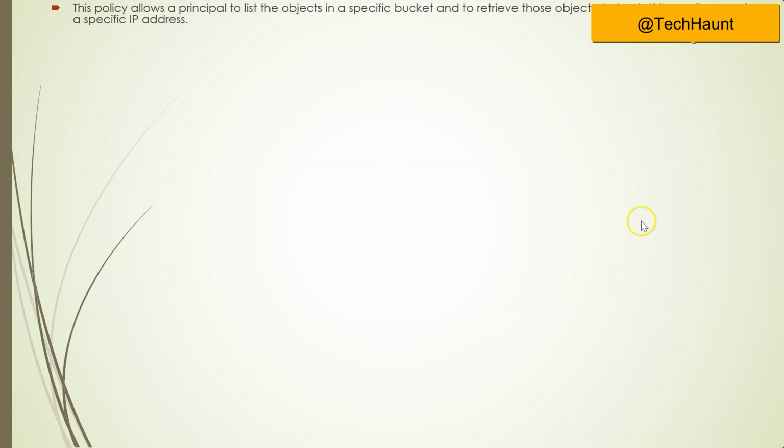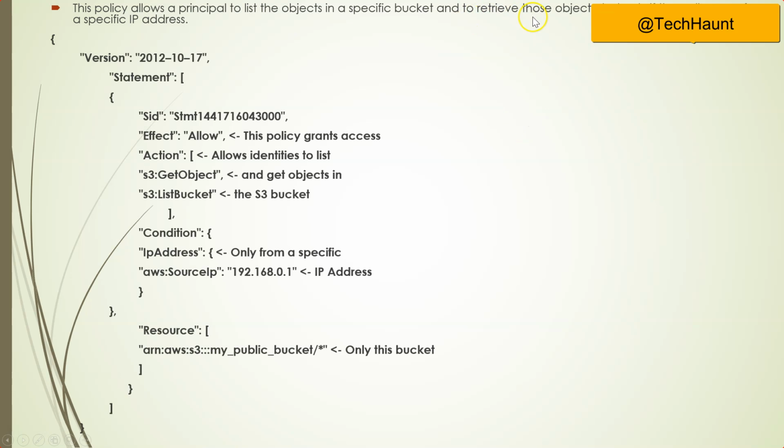So this policy allows a principal to list the objects in a specific bucket and to retrieve those objects, but only if the call comes from a specific IP address, because we have the source IP address specified here. If we don't specify this and just enter an asterisk into the source IP address, that means we are open to any IP address. So that's how it looks. This is the JSON format.